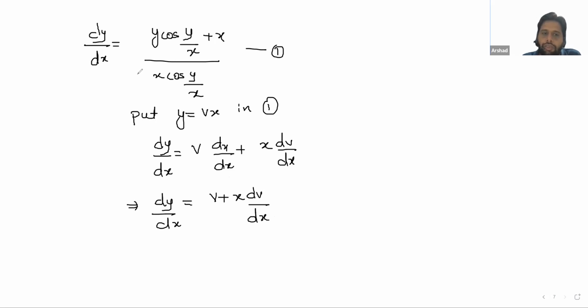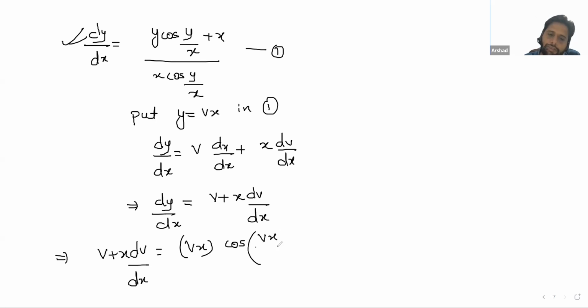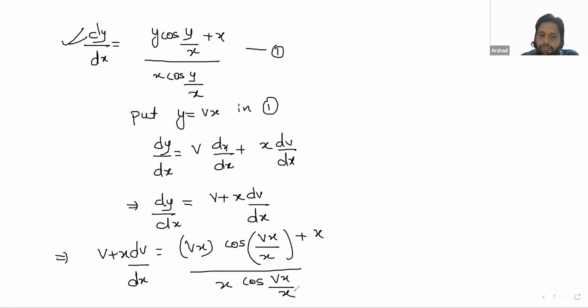Okay, so here we will put all the values in place of dy by dx. We will write v plus x dv by dx. I hope everyone knows why we have written this. This value is equal to, in place of y, we will write vx. In place of y by x, we will write vx by x, plus x by x cos(vx by x). Okay, so the solution is lengthy. So please note this down. Let me know once it is done and check each and every step. If you have a doubt, please let me know. If you understand this question, then you can complete the exercise. Let me know if you have a doubt in any of these steps.